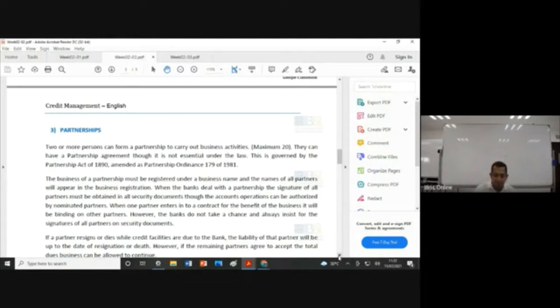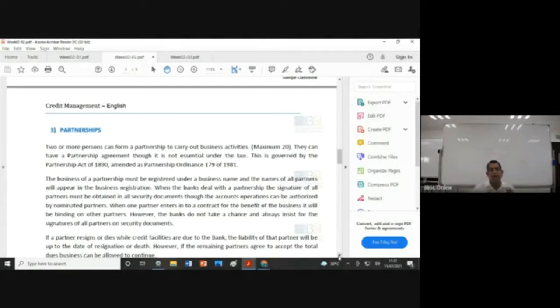Then, if one partner dies or resigns from the business, his or her liability will end at that point. So normally the partnership should be dissolved, or the other partners should be agreeable to take over the liabilities of the deceased or resigned partner and run the business as it is. Else, we need to dissolve the partnership and settle the liabilities.